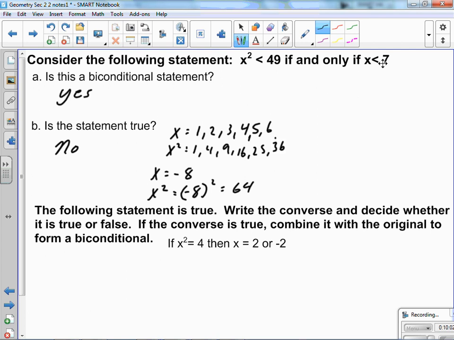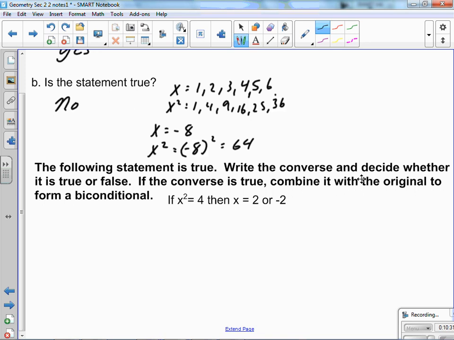Right. Now, it could be true if this last portion was changed, right? If instead of x is less than 7, if we had a statement that said if negative 7 is less than x is less than positive 7, which then would mean that our x value would have to be somewhere between negative 7 and positive 7, and all of those terms squared would be less than 49.